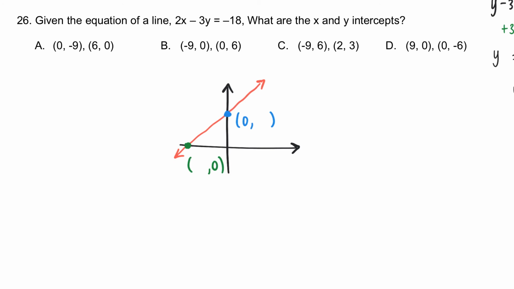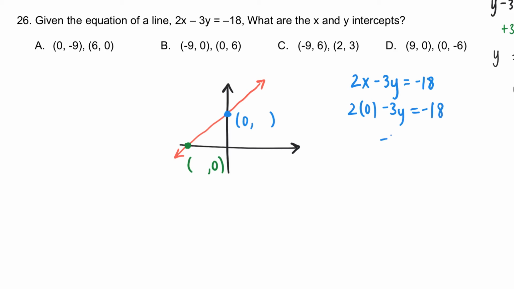Okay, so what we're going to do is give each variable a turn being 0. For the blue one up here, to find that blue point, we have 2x minus 3y is equal to negative 18. And what we're going to do is instead of x, we're just going to plug in a 0 where the x goes. So 2x minus 3y is equal to negative 18.